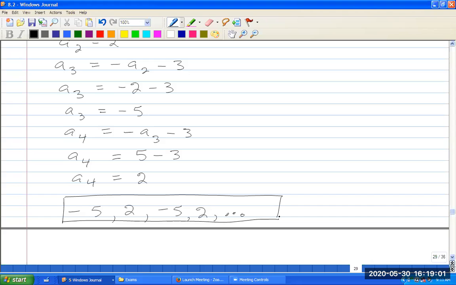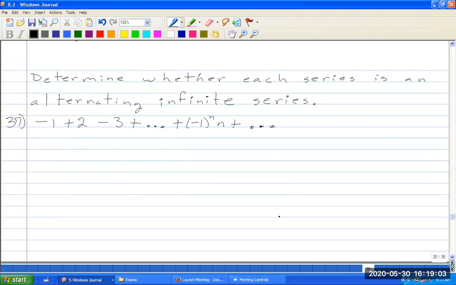Determine whether each series is an alternating infinite series. Well, certainly it's an infinite series because it doesn't stop. So these dots, and there's nothing afterwards, indicate that it's an infinite series. Next, it alternates because the sign alternates. So it alternates.